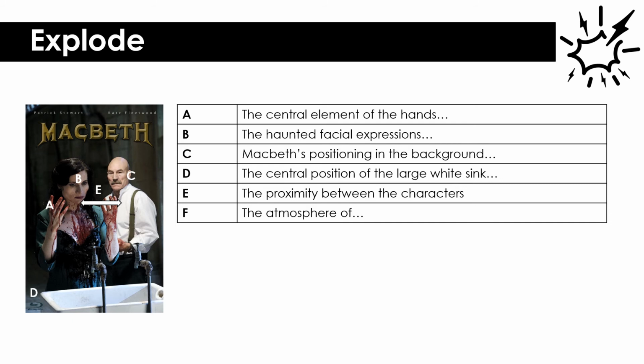C, why is Macbeth in the background? What does that suggest about power and guilt? D, what's the point of the big white sink in the middle? E, the proximity between the characters. Why are they standing so close together? What does that suggest? And F, what's the atmosphere and how would you explore that? So those will work quite nicely as annotations.